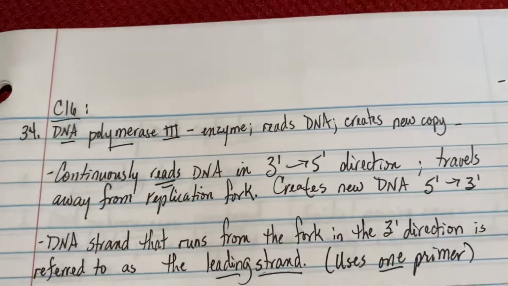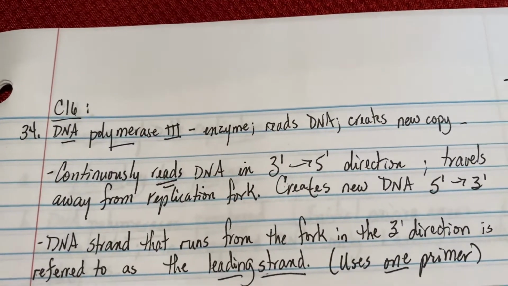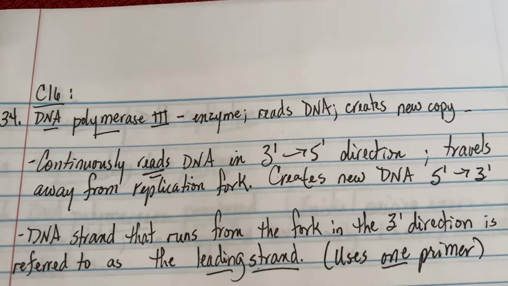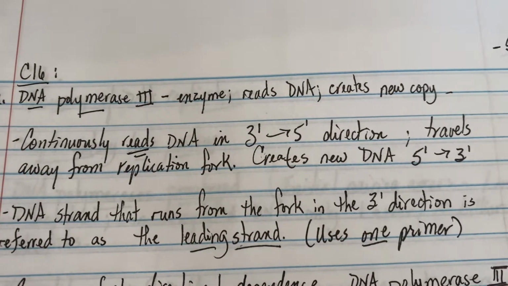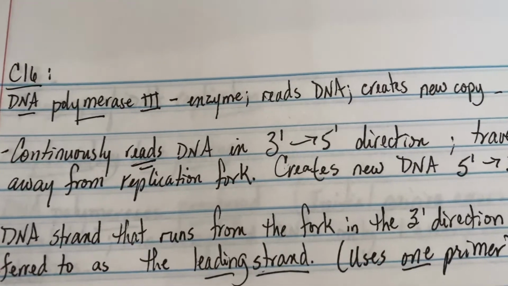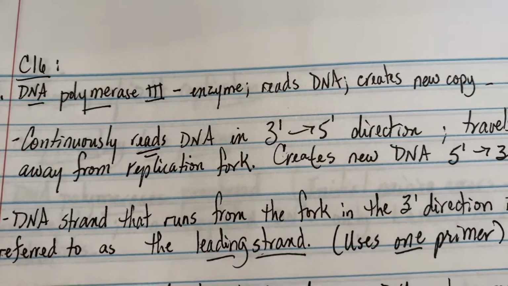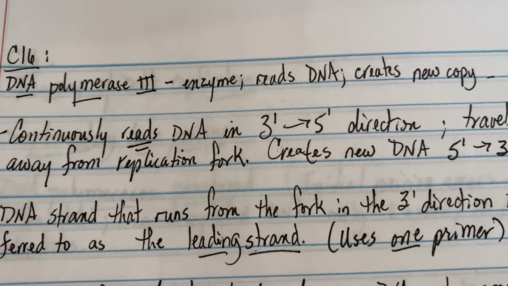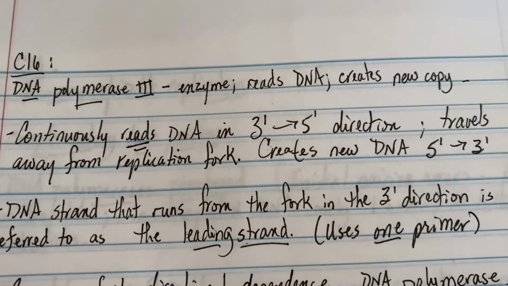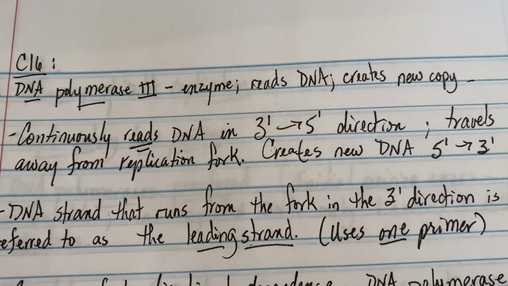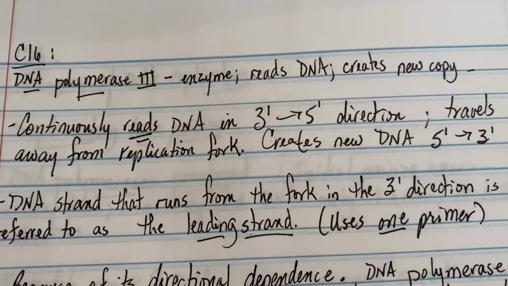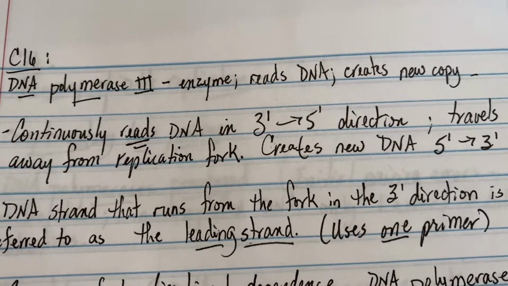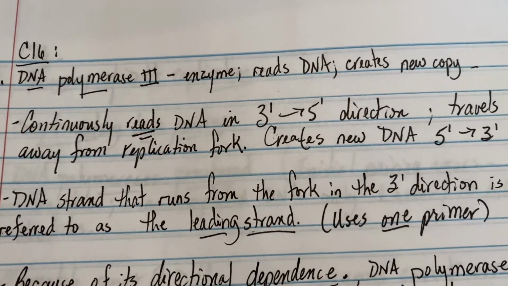Now we're going to talk about some of the specifics of replication. There is an enzyme called DNA polymerase III, and it reads the DNA and creates the complementary base pair, the new copy. And it has the ability to continuously read DNA, but it has to be in the 3' to 5' direction. And when it does that, it travels away from the replication fork, and it creates the new DNA strand working from a 5' to a 3' direction.